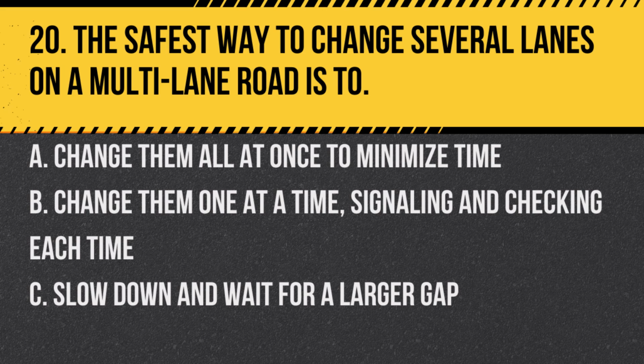Question 20. The safest way to change several lanes on a multi-lane road is to: A. Change them all at once to minimize time. B. Change them one at a time, signaling and checking each time. C. Slow down and wait for a larger gap.